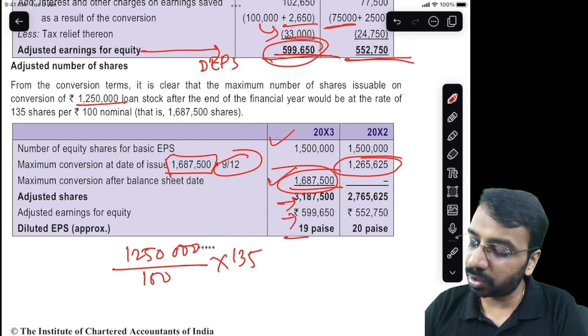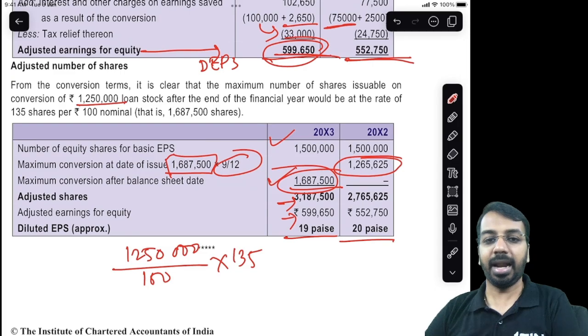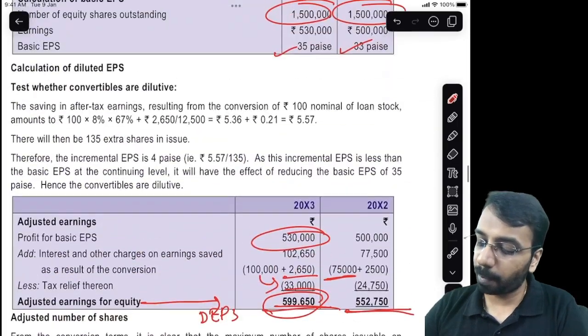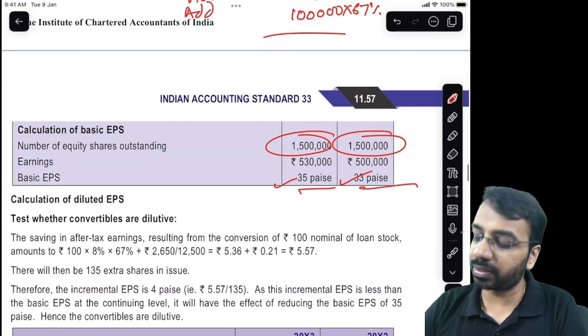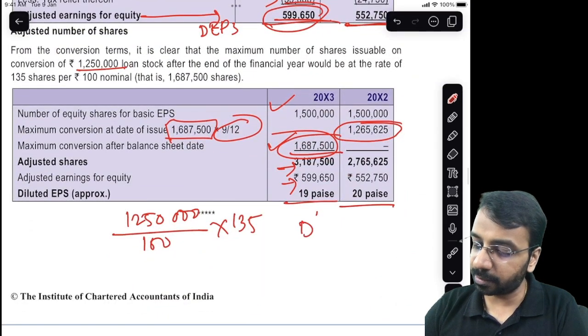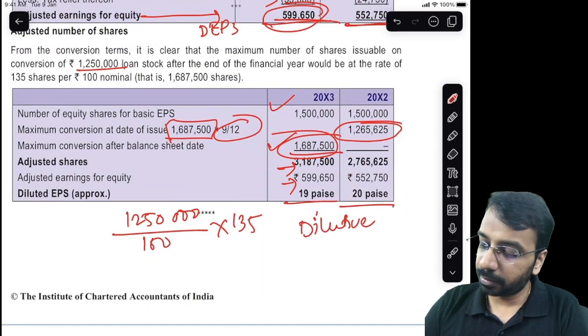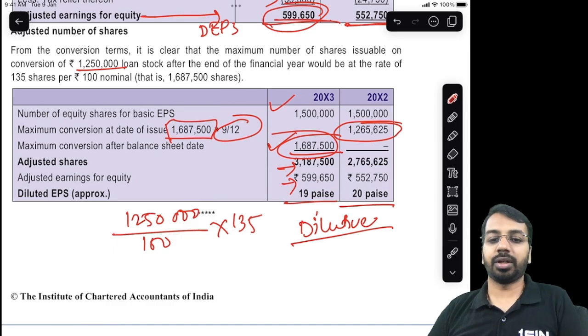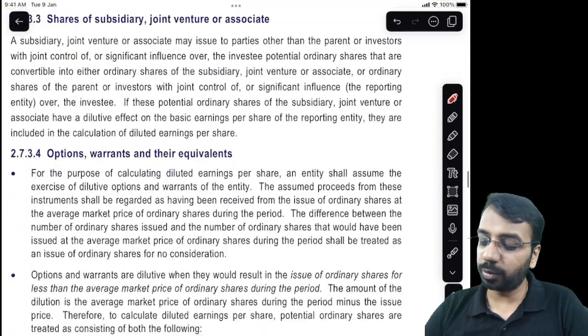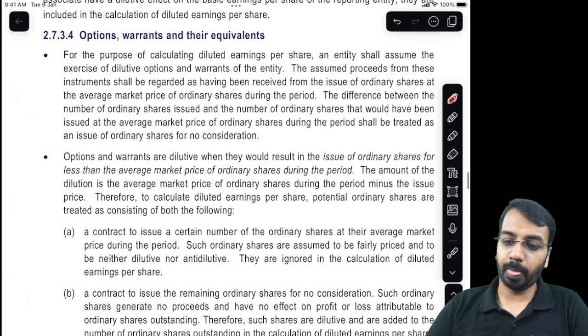Adjusted earnings, your diluted EPS is 19% and 20%. Now this, please cross check here, it is 35 and 33. So in both the cases it is dilutive. In both the cases it is dilutive. Right. So that is how we will calculate diluted earnings per share.